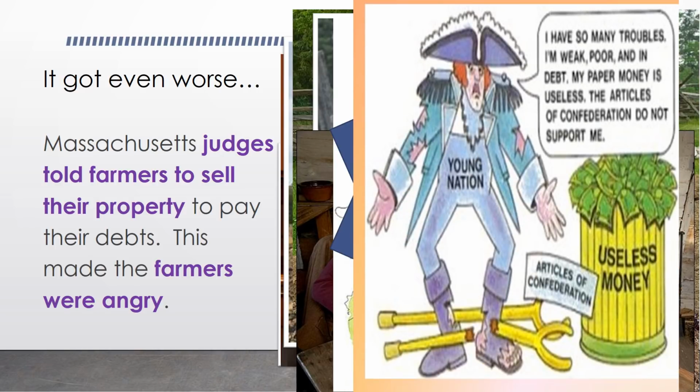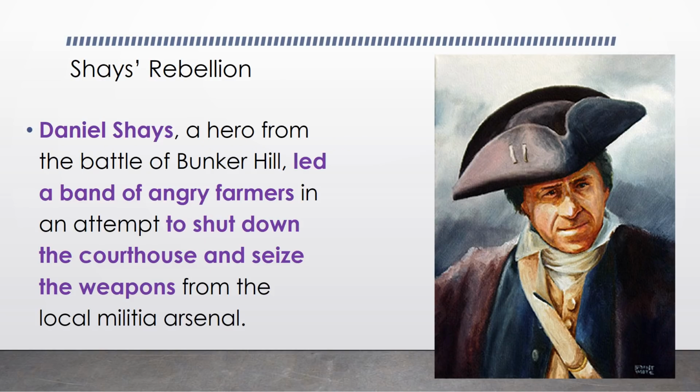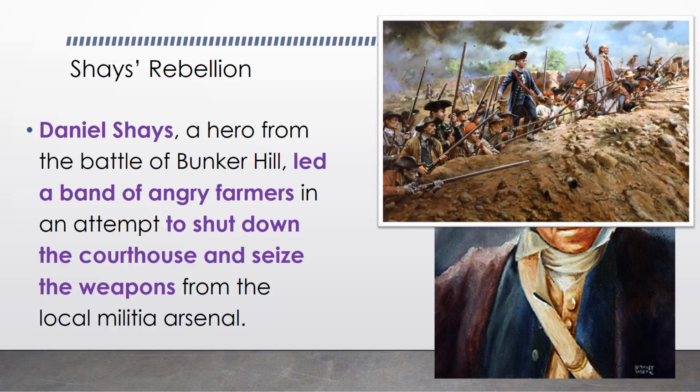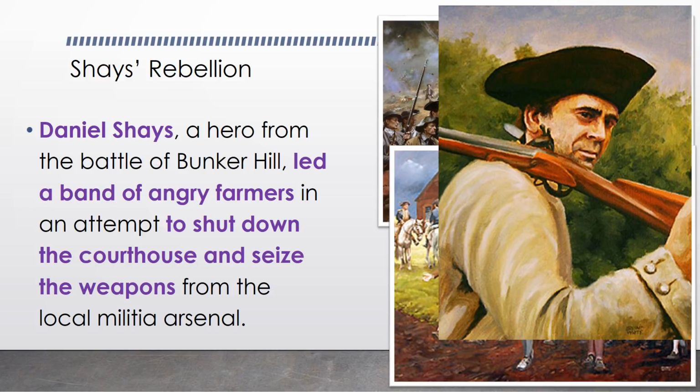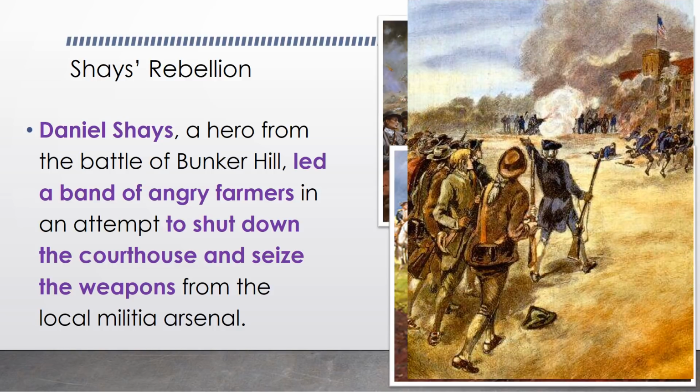Consider how enraged, heartbroken, and desperate these veteran soldiers felt. One enraged Massachusetts farmer was a man by the name of Daniel Shays. He had been a hero from the Battle of Bunker Hill and had fought in the Revolutionary War for the Patriots. He was so angry about the situation that he led a band of angry farmers in an attempt to shut down the courthouse and seize the weapons from the local militia arsenal in order to revolt against the government and take a violent stand against what was happening to them.